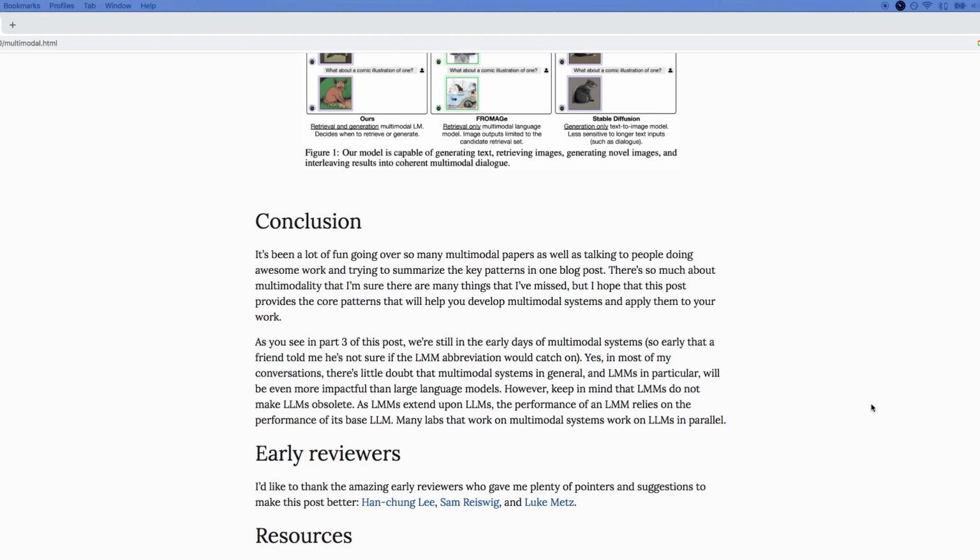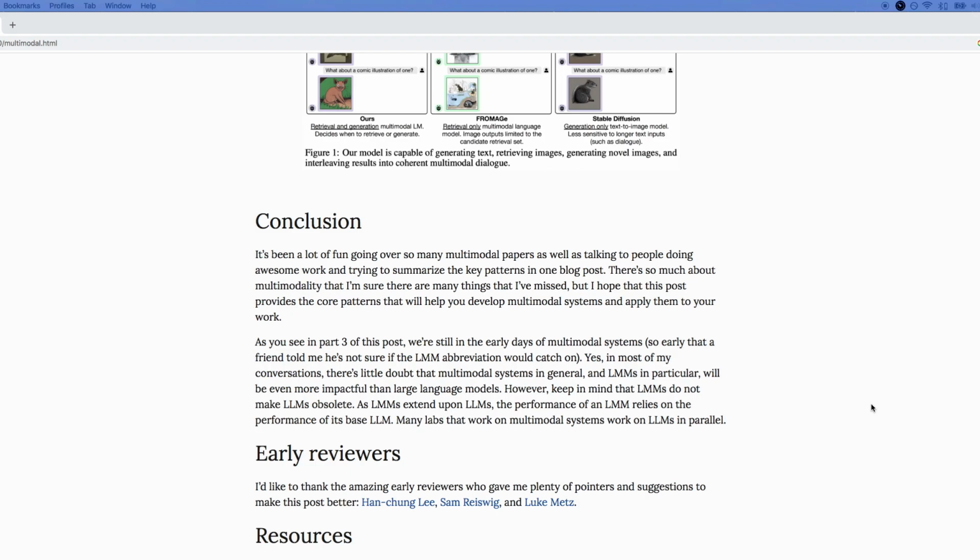Yes, in most of my conversations, there's little doubt that multimodal systems in general, and LMMs in particular, will be even more impactful than large language models. However, keep in mind that LMMs do not make LLMs obsolete. As LMMs extend upon LLMs, the performance of an LMM relies on the performance of its base LLM. Many labs that work on multimodal systems work on LLMs in parallel. Alright, that's it for this blog post. For those who are confused about the abbreviation, LLM stands for Large Language Model and LMM stands for Large Multimodal Model.